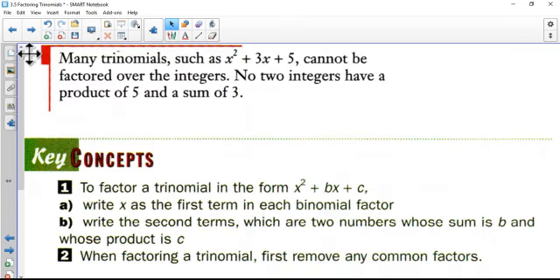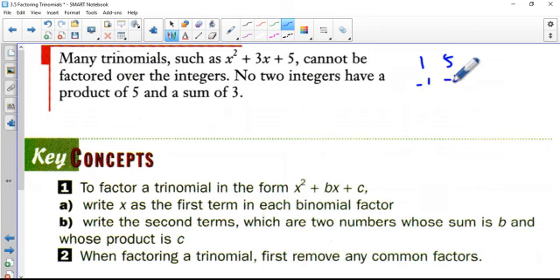So some trinomials, such as x squared plus 3x plus 5, cannot be factored over integers. That means we can't get integer values. So if we look at things that multiply to 5, we only have 1 or minus 1, minus 5. If we add together, we're going to get 6 or minus 6, which is not 3. So therefore, it's not possible. A lot of the times, if you can't come up with an answer, you're just going to write not possible.